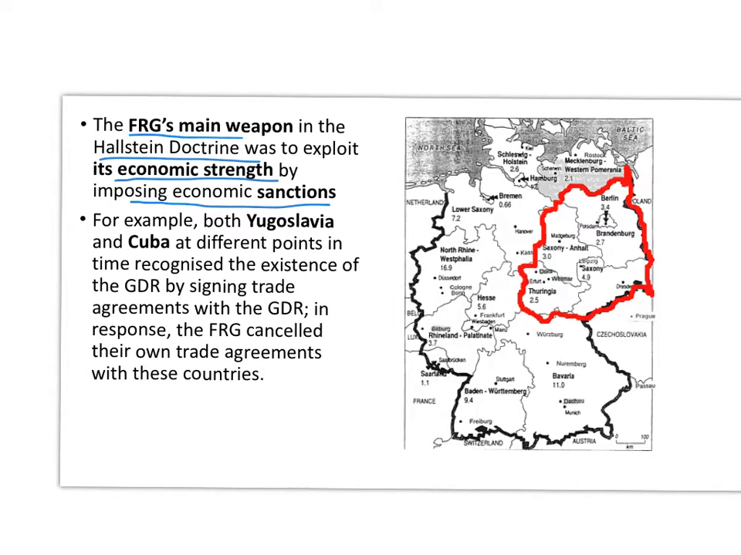And as soon as the Hallstein Doctrine was announced, they made a point of that. For example, Yugoslavia and Cuba at different points recognised the existence of East Germany by signing trade agreements with East Germany. Immediately, West Germany responded by cancelling their own trade agreements with Yugoslavia and Cuba. And that really hurt Yugoslavia and Cuba, because West Germany was a much more prosperous country than East Germany. So it made the international community sit up and notice and think, do we really want to recognise the existence of East Germany? So it made East Germany more and more isolated.